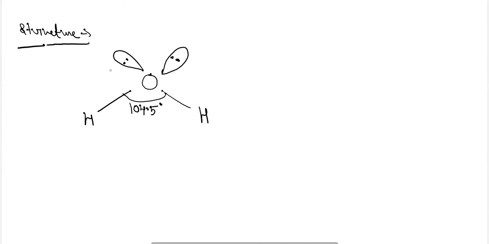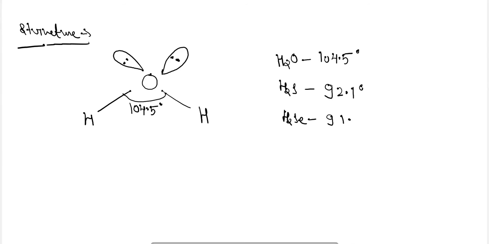And due to this reason we will see that H2O has an angle of 104.5 degrees, while H2S has an angle of only 92.1 degrees, while H2Se, hydrogen selenide, has only 91 degrees.